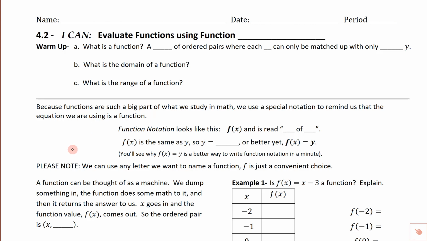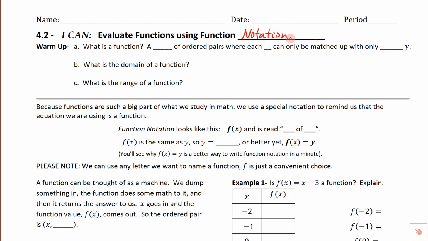Okay, we're ready to introduce an important concept when dealing with functions. So the I can statement for 4.2 is: I can evaluate functions using function notation. So let's write the word notation right here. Function notation, and we're going to be using function notation all the time. So let's take a look at the warm-up.